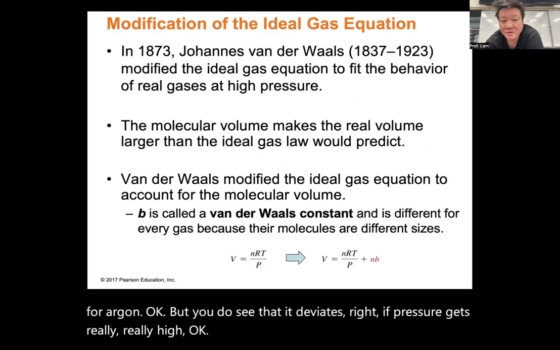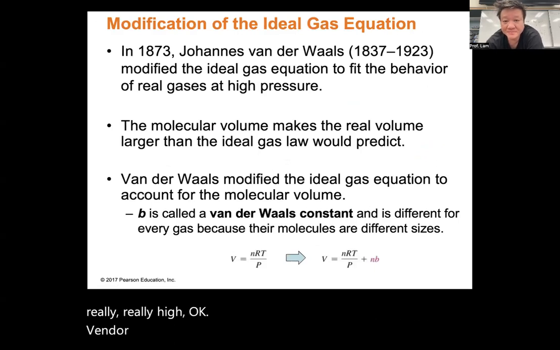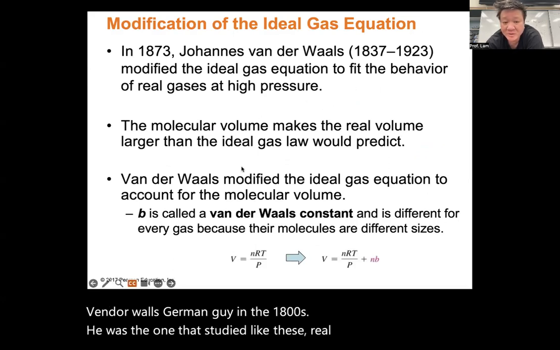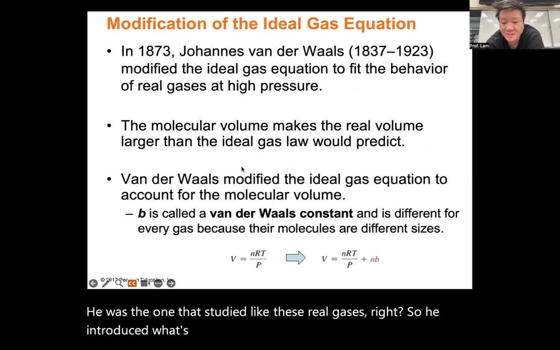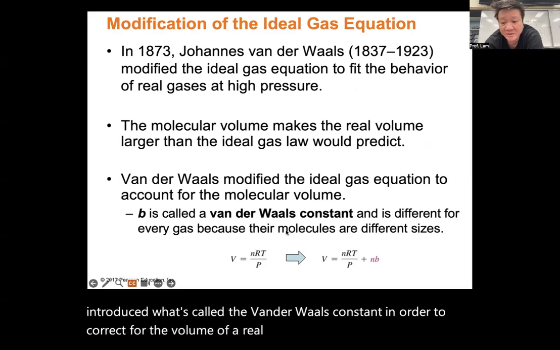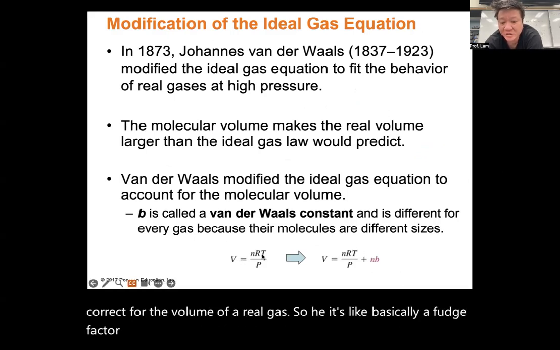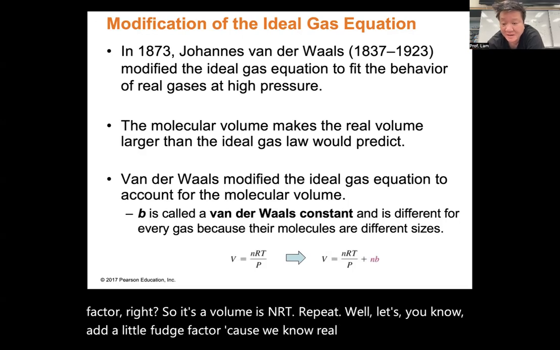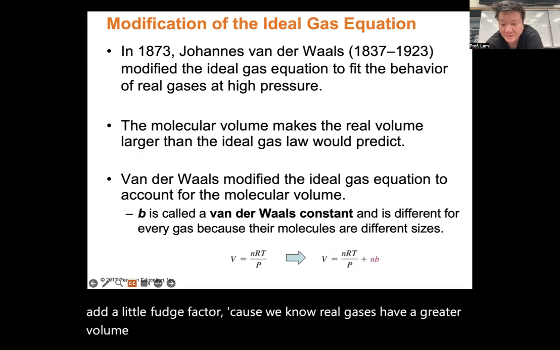So van der Waals, a German guy in the 1800s, he was the one that studied these real gases, right? So he introduced what's called the van der Waals constant in order to correct for the volume of a real gas. So it's basically a fudge factor, right? So the volume is nRT over P. Well, let's add a little fudge factor because we know real gases have a greater volume than ideal gases. So let's add nb to that.